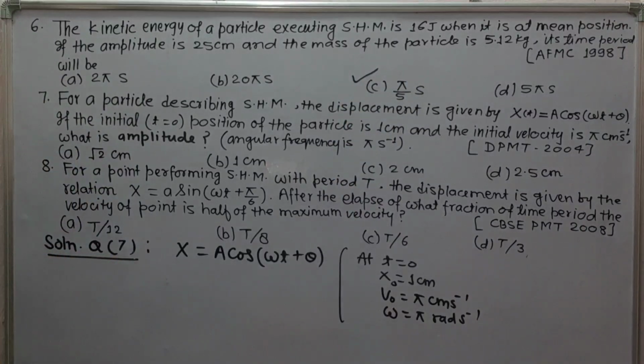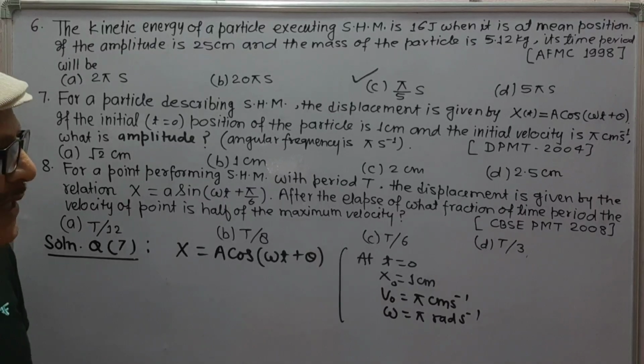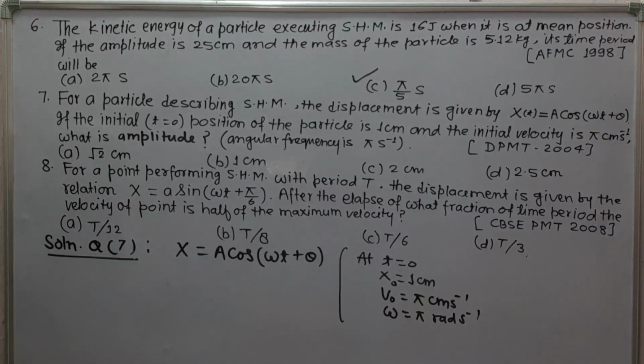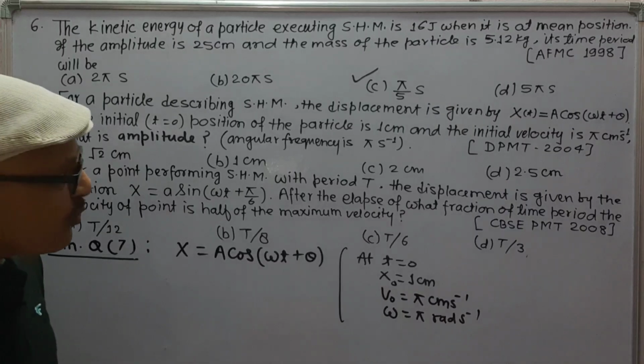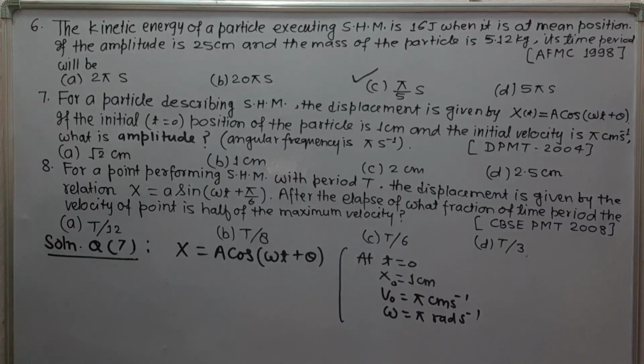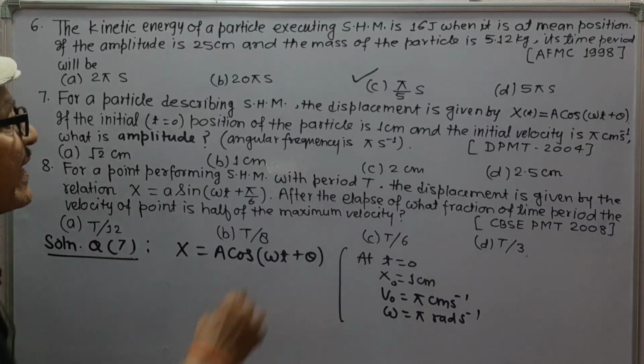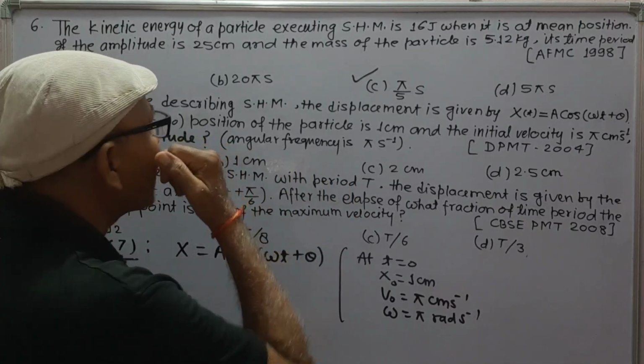Next question number 7. The question is, for a particle describing simple harmonic motion, the displacement is given by x(t) is equal to a cos (omega t plus theta). If the initial position of the particle is 1 cm and initial velocity is pi cm per second, what is the amplitude? Angular frequency is pi per second.